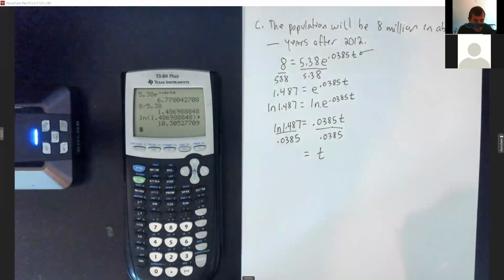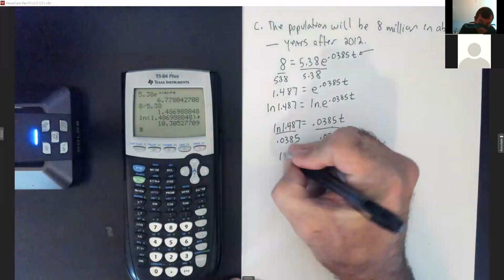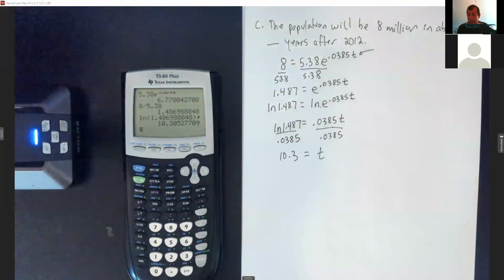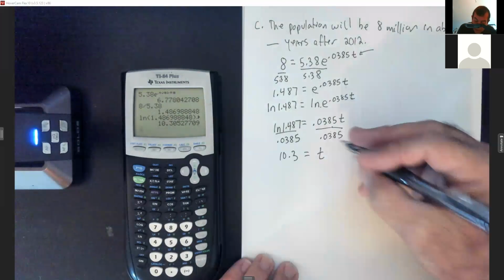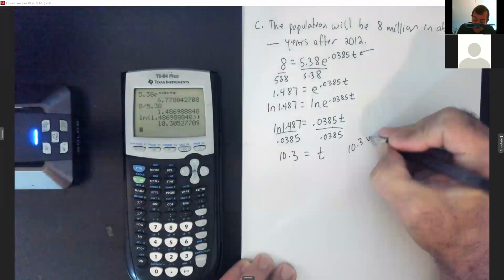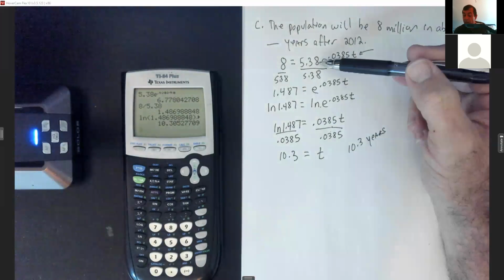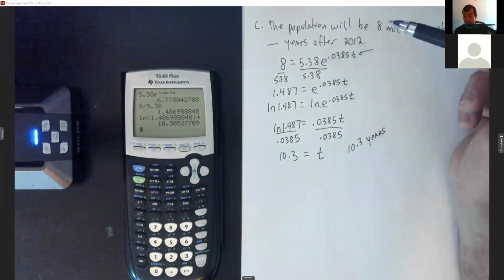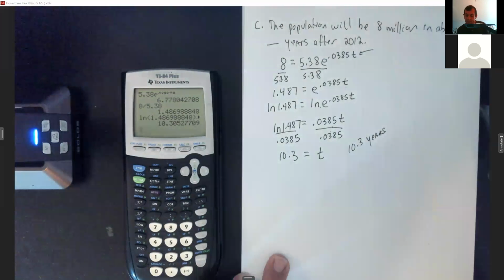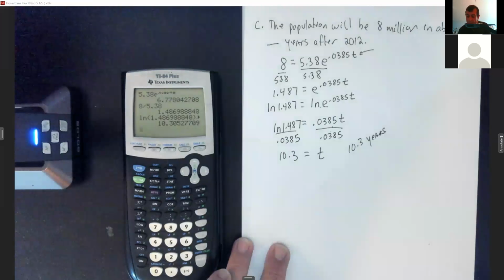And y'all, that's pretty close to 10.3. So in 10.3 years, the population would go from the 5.38 to the 8 million. So not too bad. They gained almost 3 million people in about 10 years.